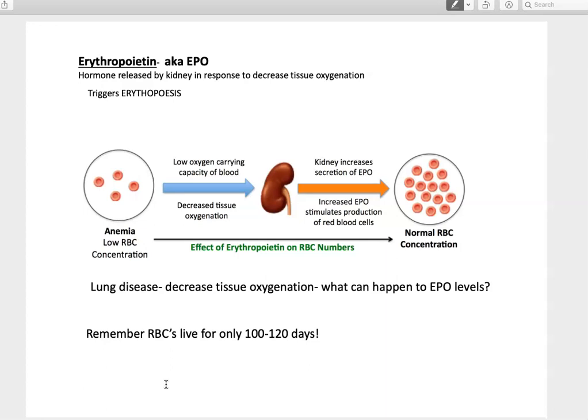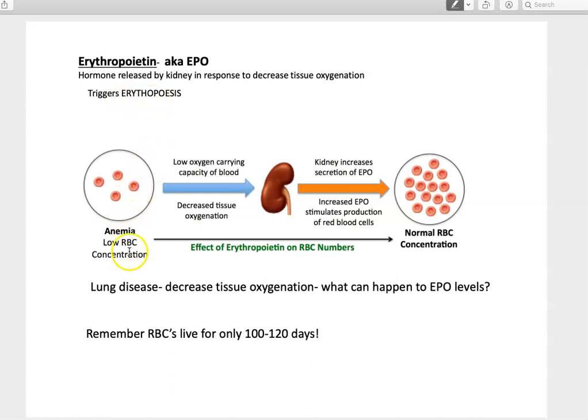And I wanted to touch bases again with this hormone. We talked about it before, erythropoietin, aka EPO. Now, erythropoietin is a hormone that is made and released by the kidney. So the kidney is making this hormone in response to decreased tissue oxygenation. What does that mean? It means the tissues are saying, I don't have enough oxygen, guys. So your body responds by saying, oh, okay, the kidney's going to release erythropoietin. What does erythropoietin do? It triggers erythropoiesis. What is erythropoiesis? It's the formation of erythrocytes.